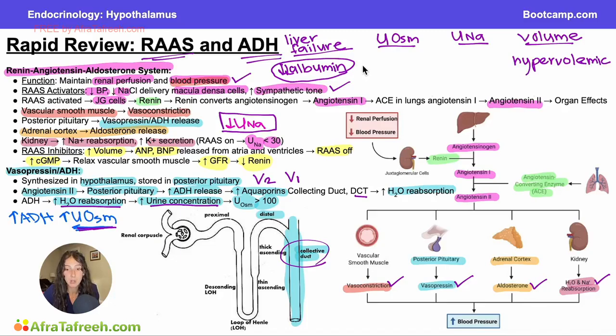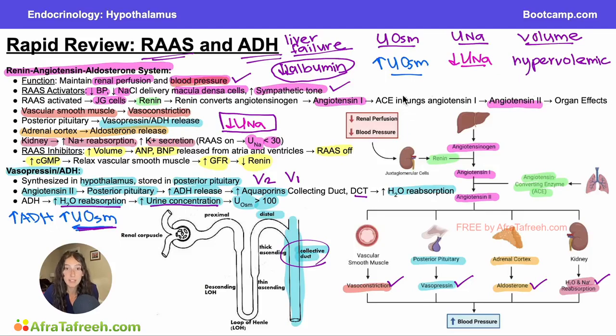So your RAAS system is on, and if I tell you that your RAAS system is on, what is going on with the urine sodium? Like we talked about earlier, whenever our RAAS system is on, we're going to have decreased urine sodium, so a urine sodium that would be less than 30. And similarly, because you don't have enough fluid being held inside your vasculature, your ADH system is also going to be on. So your ADH system is on, which means that your urine osmolality is going to be high. Your urine osmolality is high because you're pulling all of that water out of your urine, pulling it back into the vasculature, and in so doing, you are making more concentrated urine. More concentrated urine means higher urine osmolality.